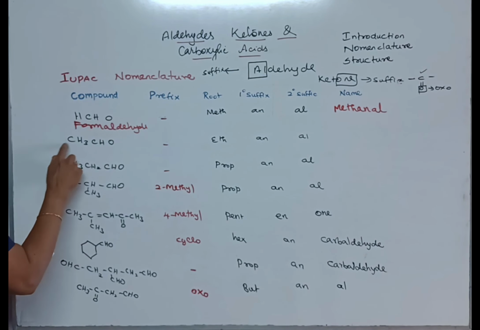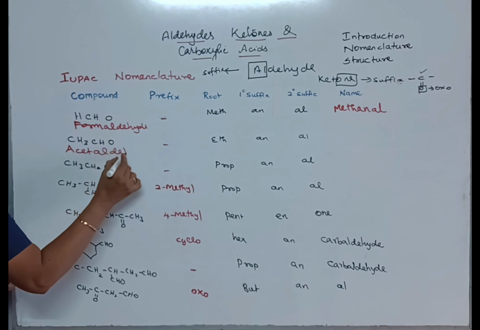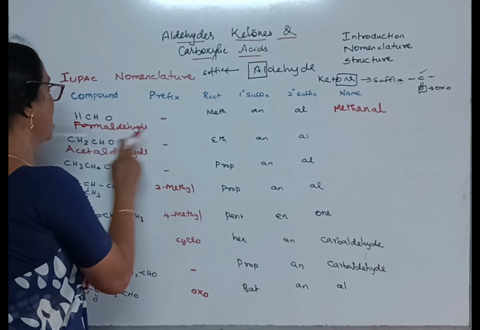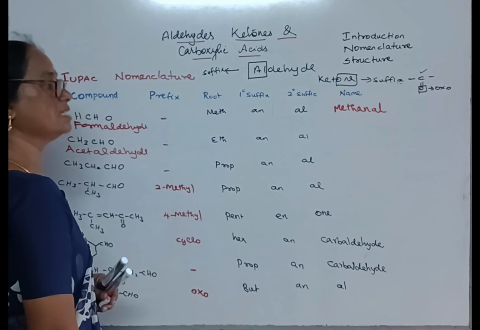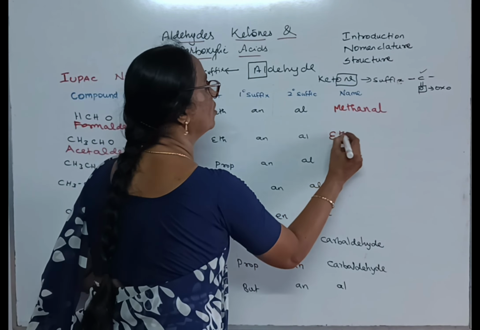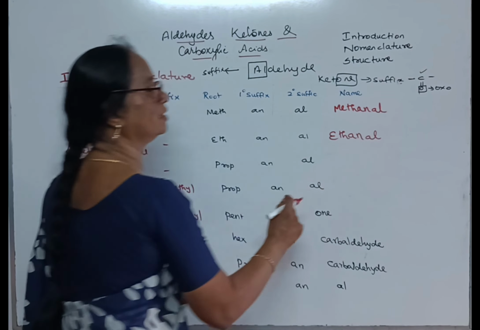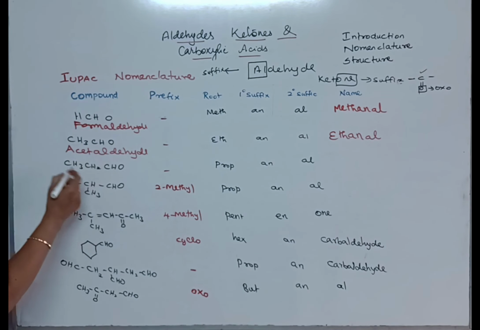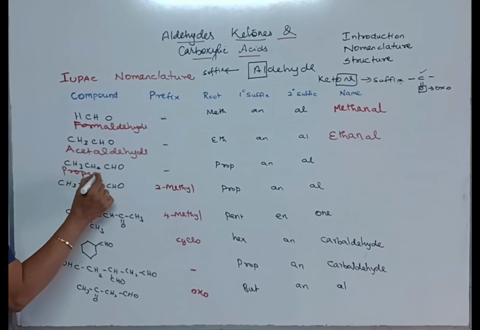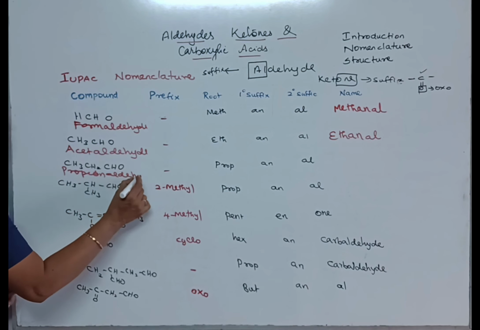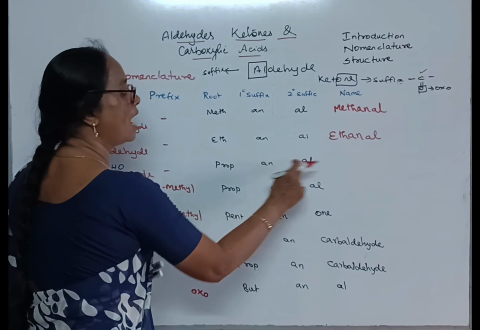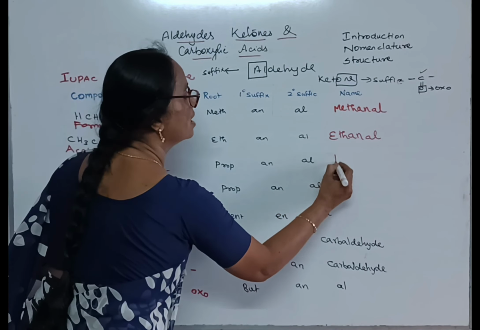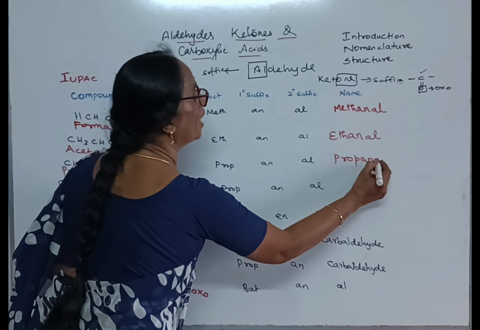Similarly, you can go with the 2 carbon aldehyde. It is acetaldehyde and it has 2 carbon atoms. So its root word is eth and no double bond, so the primary suffix is ane and the secondary suffix is al. So the name of the compound is ethanal. And the 3 carbon one is propionaldehyde as its common name, and its IUPAC name will have 3 carbon atoms, prop, no double bond, so ane, and the secondary suffix is al. So the name of the compound is propanal.